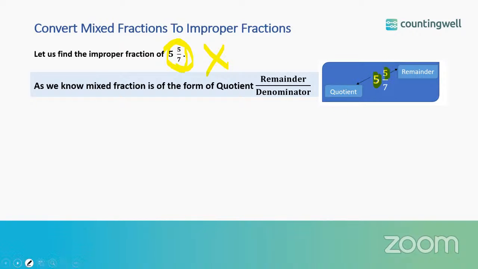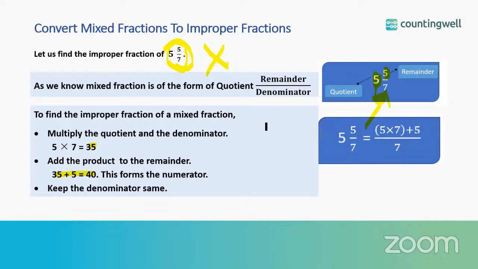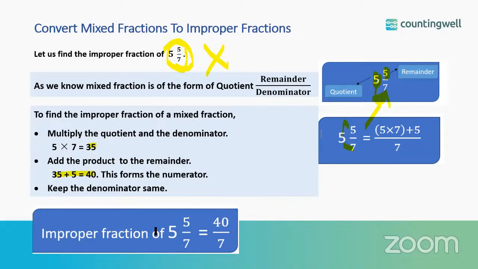So we are going to multiply the denominator by the quotient. Let us do that. Multiplying the quotient by the denominator, you have 35. You have to add this to the remainder. We see the remainder here is 5. So it will be 40. The denominator here is 7, so you have to keep the denominator the same. This is how we have done 5 into 7 plus 5 divided by 7. So this will give you the improper fraction of the mixed fraction 5 5 by 7 as 40 by 7.